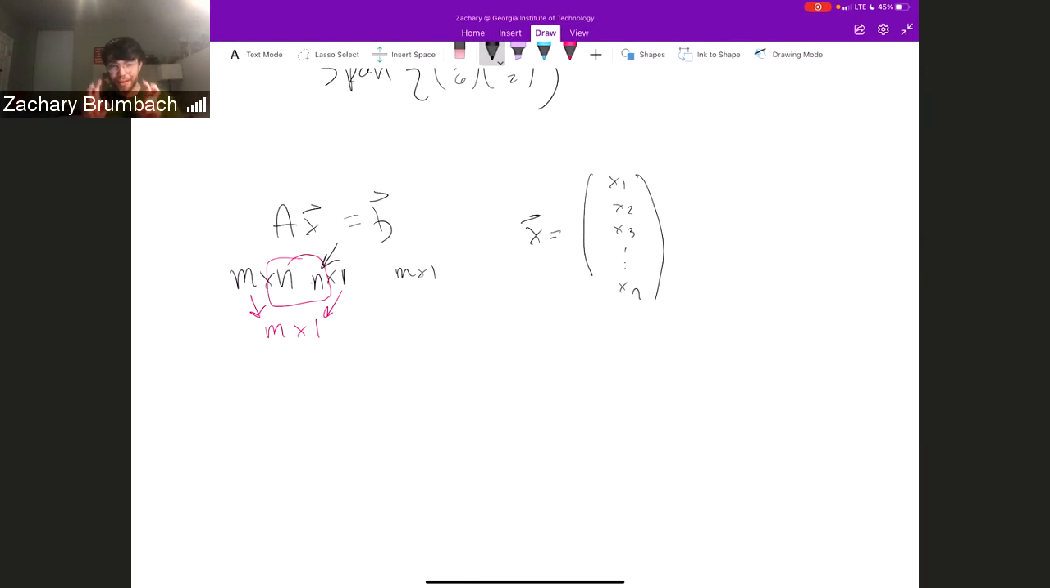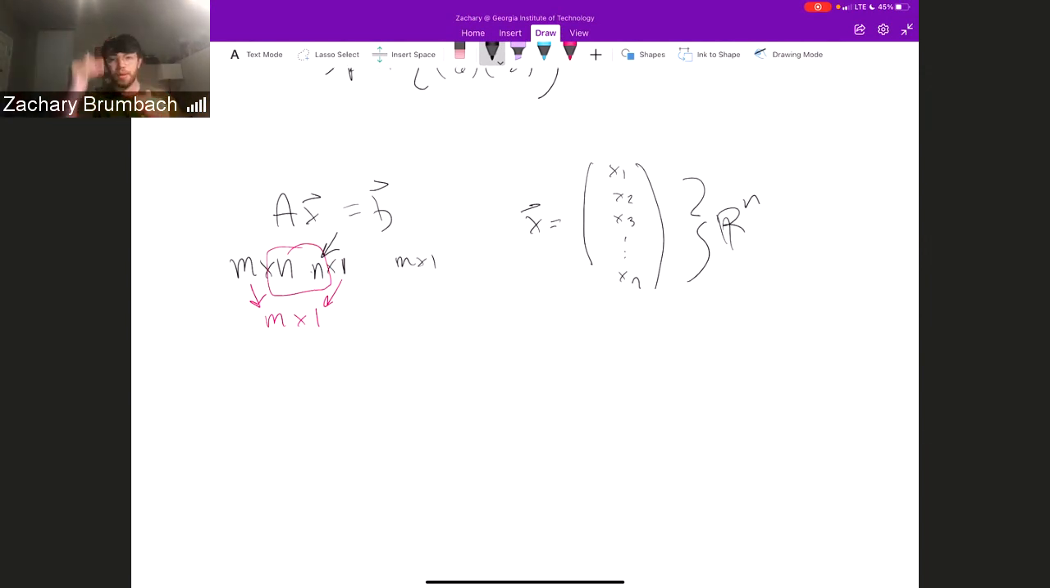x doesn't really live anywhere. It lives in n space because there are n dimensions. So this is in Rn because it's an n-dimensional vector, right? Pretty straightforward. How many variables you have is the dimension or the space you're in. Did that answer your question, I hope? Yeah. Perfect. Thank you.